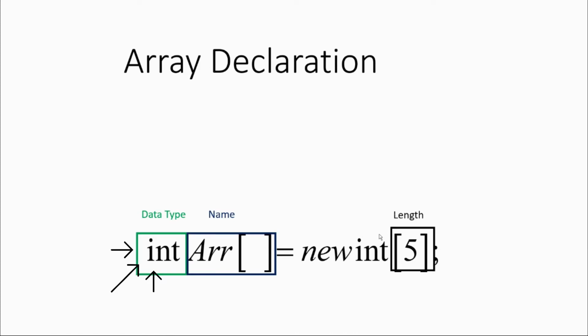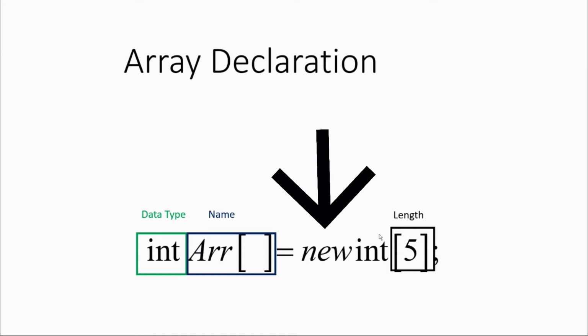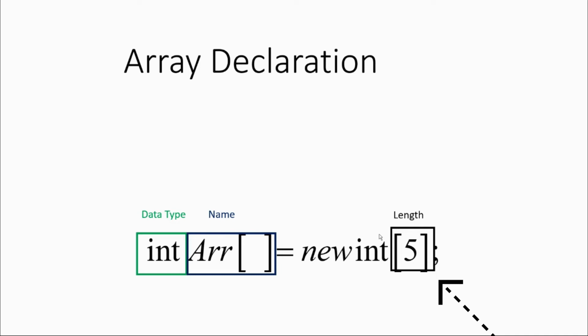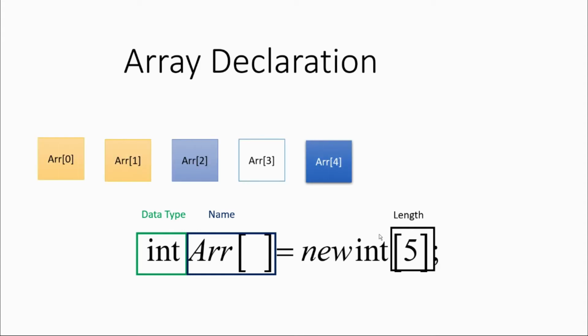That means the array declared is of data type integer, and ar[] is the name of the array, and it is equal to new. New is a keyword used to declare an object of a class. Int is a class, and within square brackets we have given 5. Now what does this 5 mean? This 5 means we have to declare 5 elements starting from index 0 to index 4.